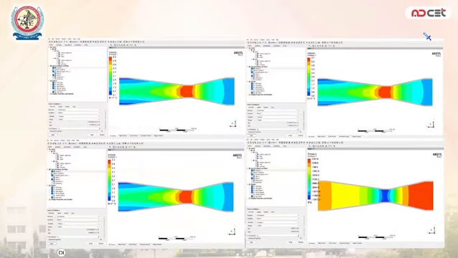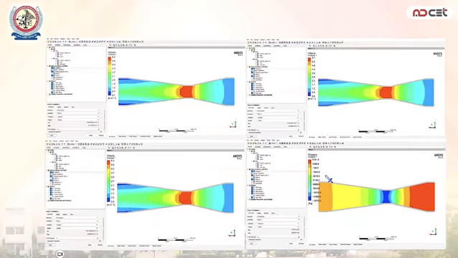This slide shows the velocity result. The red color indicates high velocity while blue shows low velocity. We can observe that velocity increases significantly at the throat section because the cross-sectional area decreases. This follows the continuity principle, where fluid speeds up in a narrow passage.